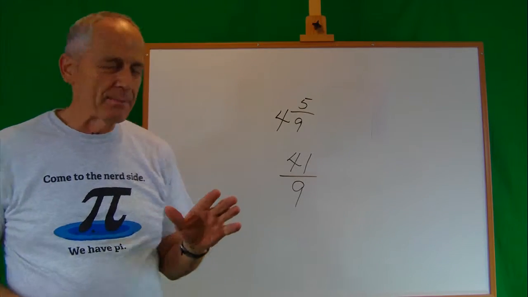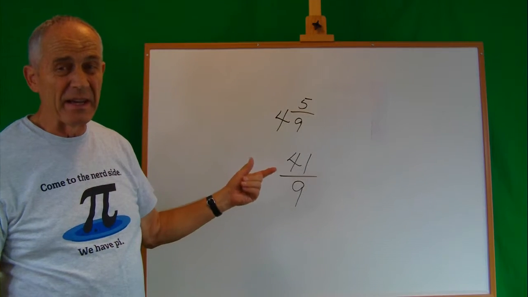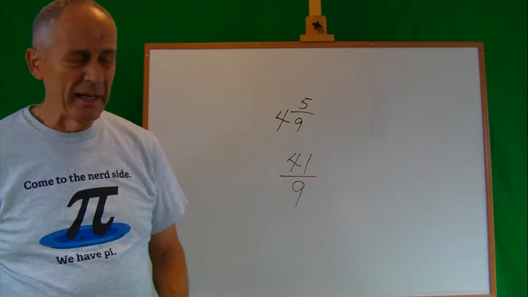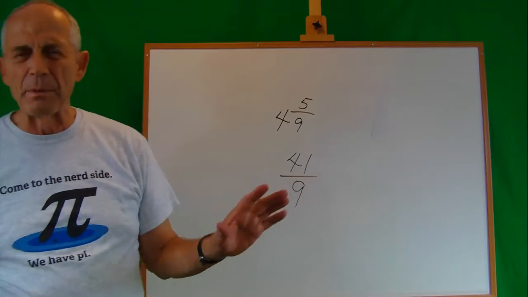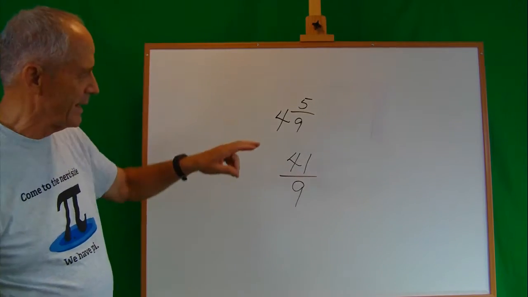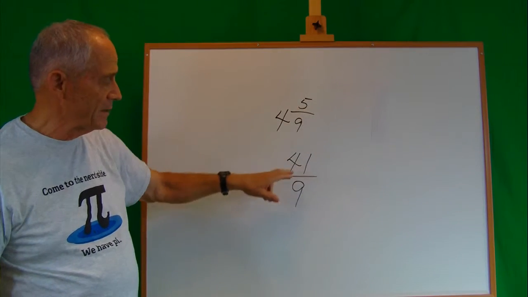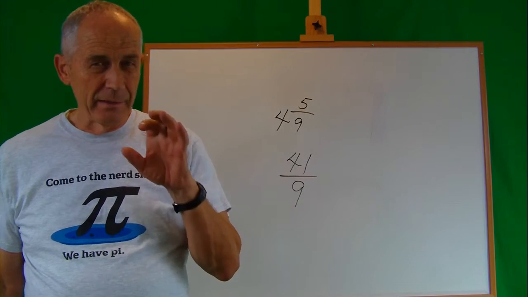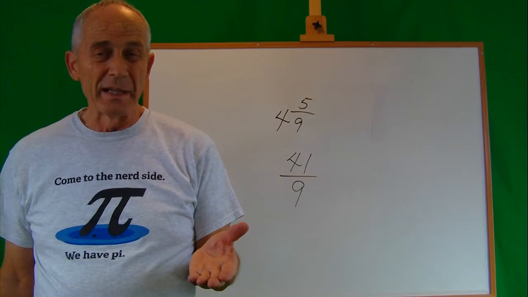I think it's because people think that it's terribly improper that that poor little 9 has to carry that great big 41. Well, let me just ease your mind a bit. This guy's a tough guy. He can handle that 41 without any problem at all. So that's not going to be the determining factor of whether we'll write it like this or like this: 4 and 5 ninths or 41 ninths. The thing that's going to be the determining factor is which makes more sense in the situation we're talking about.